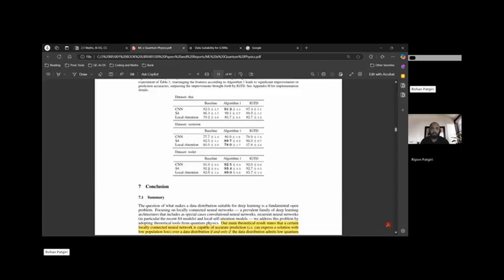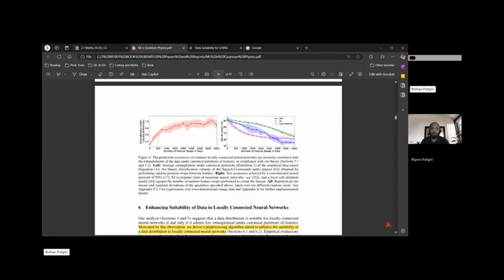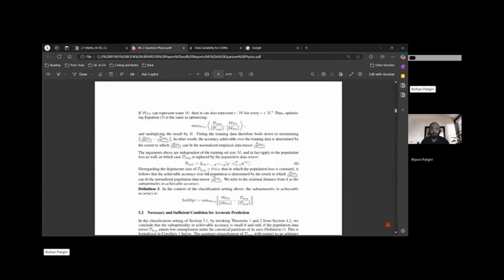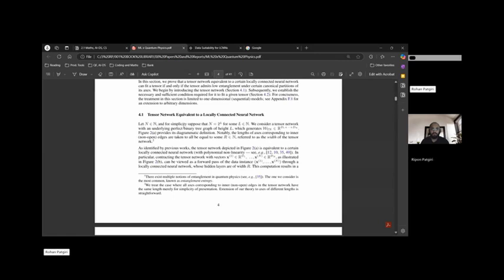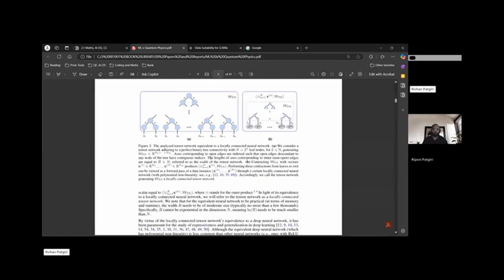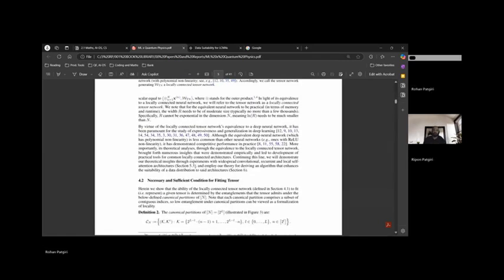Okay, if you look at section 4, yes, this is section 4 here. There are a lot of mathematical definitions here, but the main essence behind all these derivations is that they have proved that a tensor used in quantum mechanics is equivalent to the data distributions of the data sets that are used in training deep learning models.